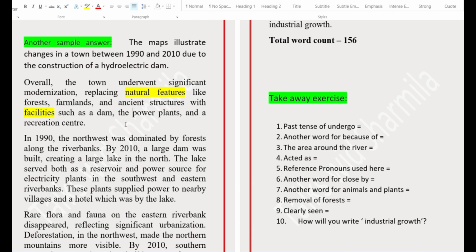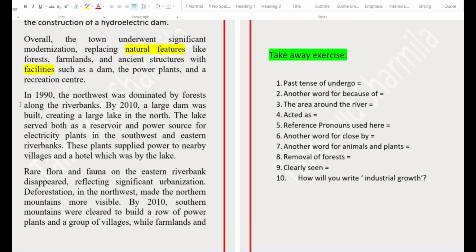Now the body paragraph. In 1990, it is not in the year, it is just the preposition and the year. So it is: in 1990, the Northwest was dominated by forests along the river banks. By 2010, a large dam, it's not a dam, it's a large dam, was built, passive voice structure, so it is was plus V3 form, followed by a gerund form, creating a large lake in the north.